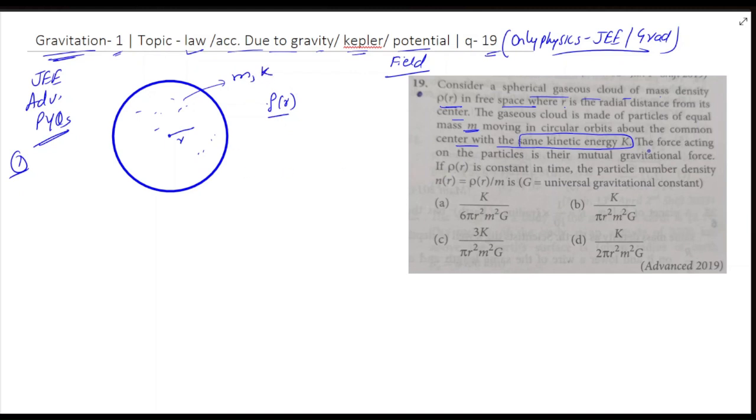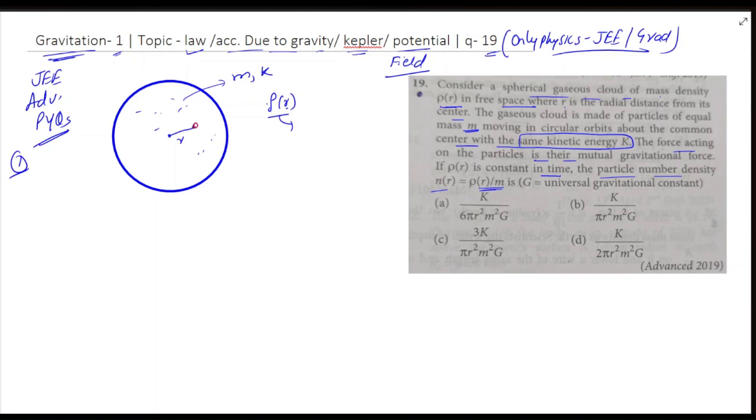The force acting on the particle is their mutual gravitational force. The rho(r) is constant in time, but it may be changing with r, we don't know about that. The particle number density n(r) we have to find, which is rho(r) by m. It is given.